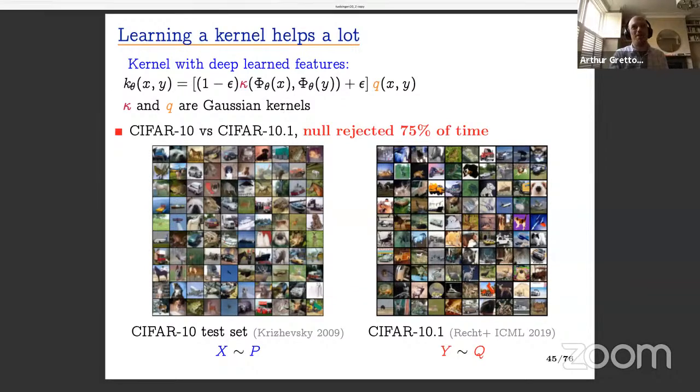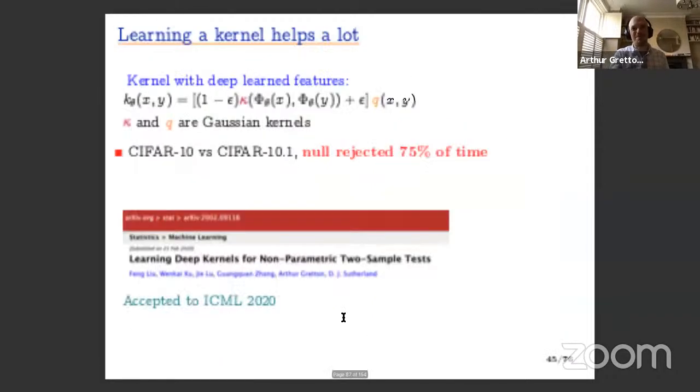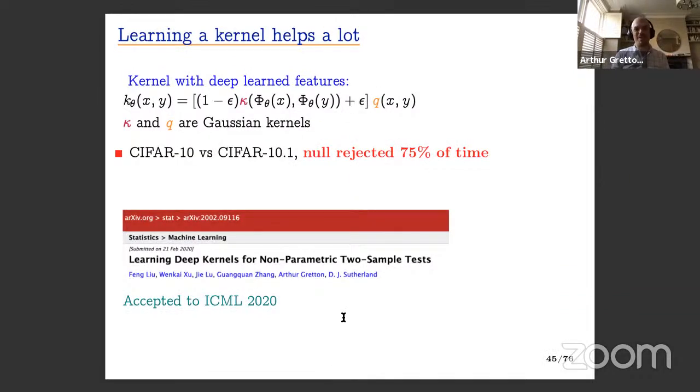However, if I use deep features, which I train to maximize my test power using the criterion that I just described, then I'm able to tell apart CIFAR-10 and CIFAR-10.1. So this is a paper that we've just had accepted to ICML 2020. So you can have a look at that. And we've linked in the paper to some code so you can try it out. Okay, are there questions about that?